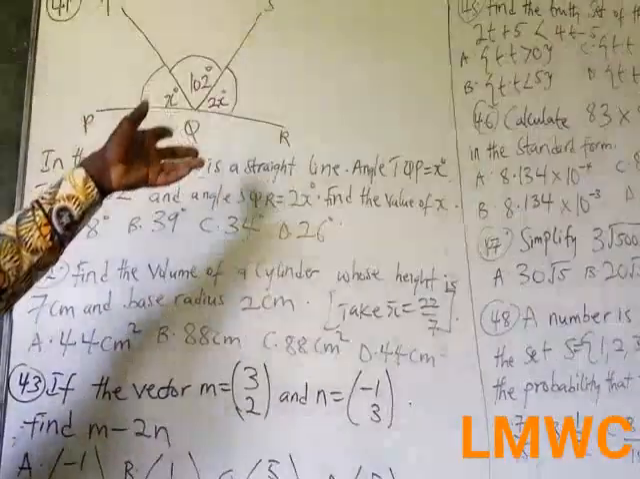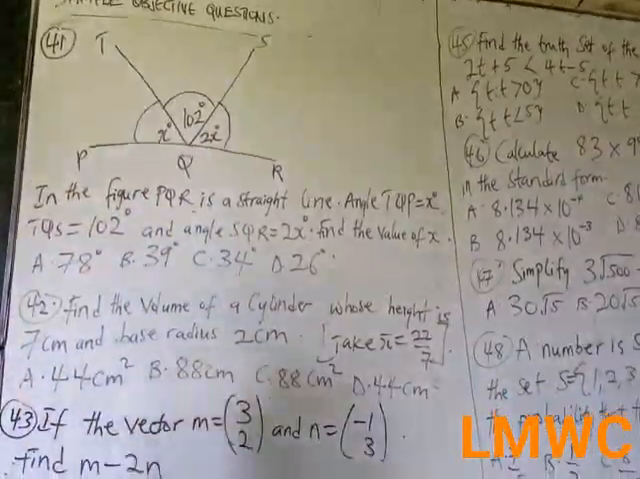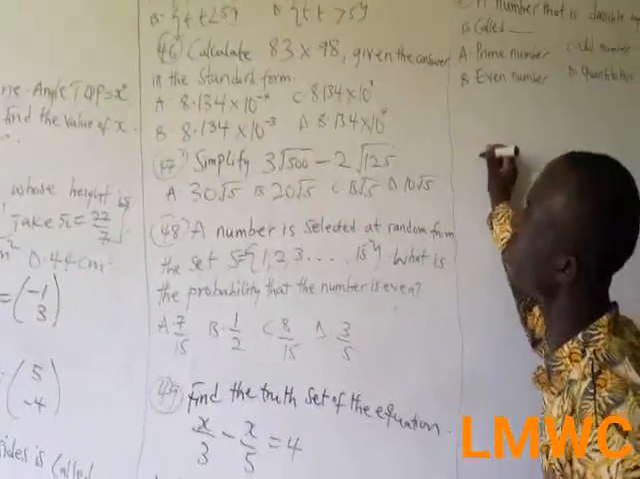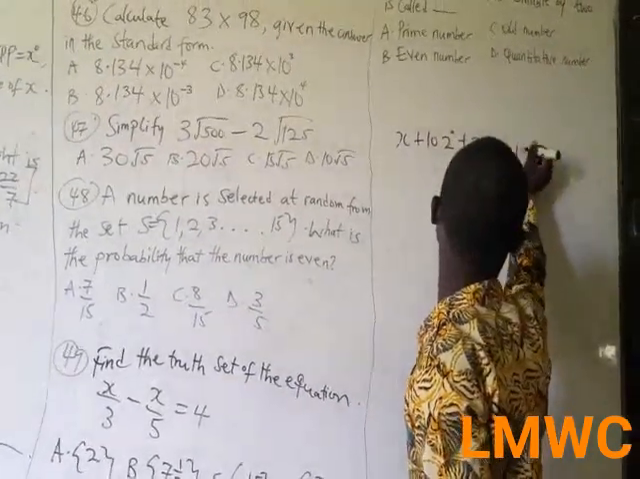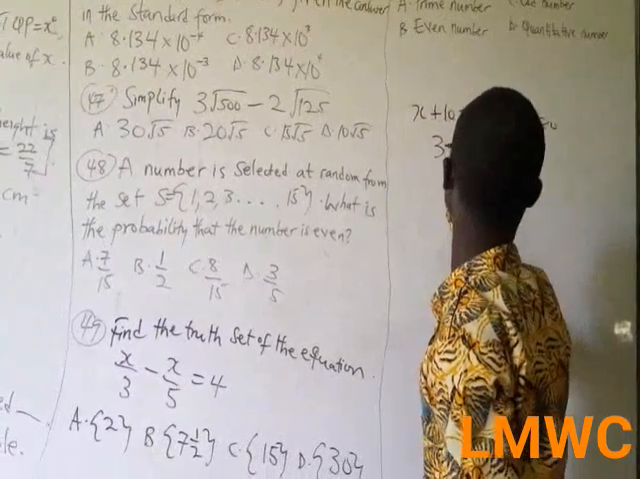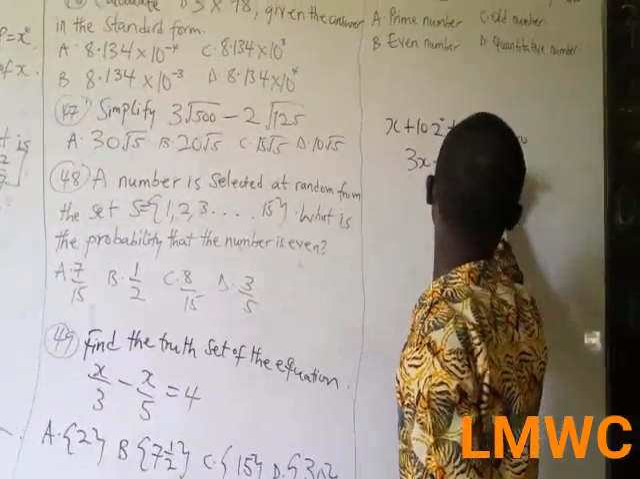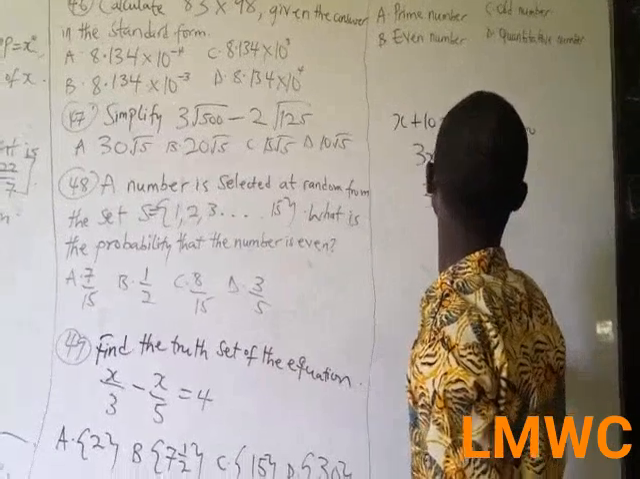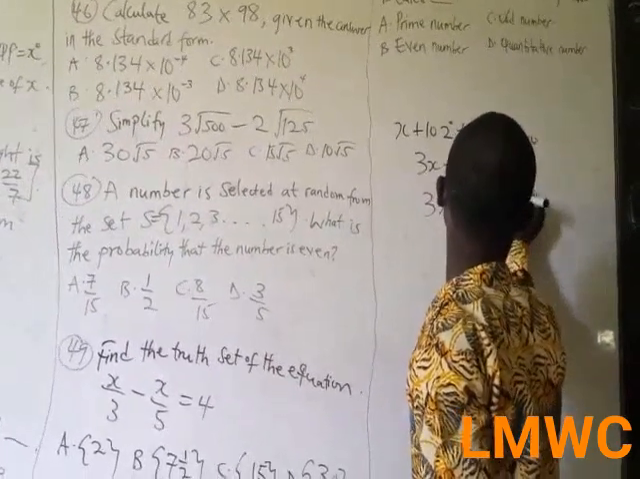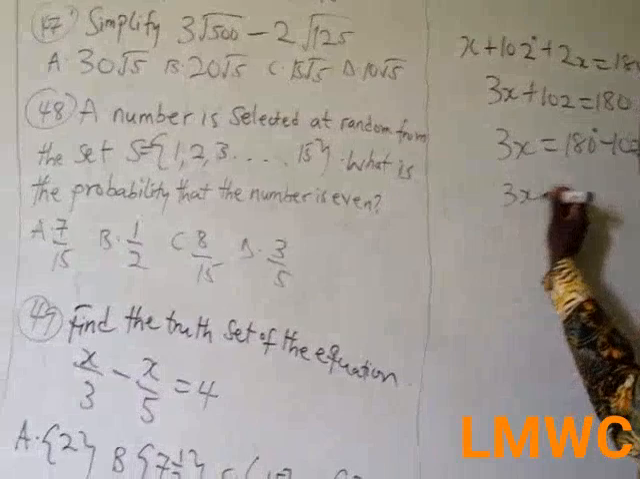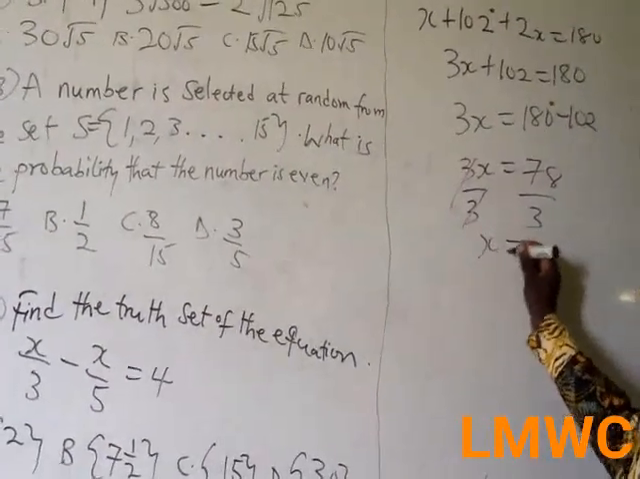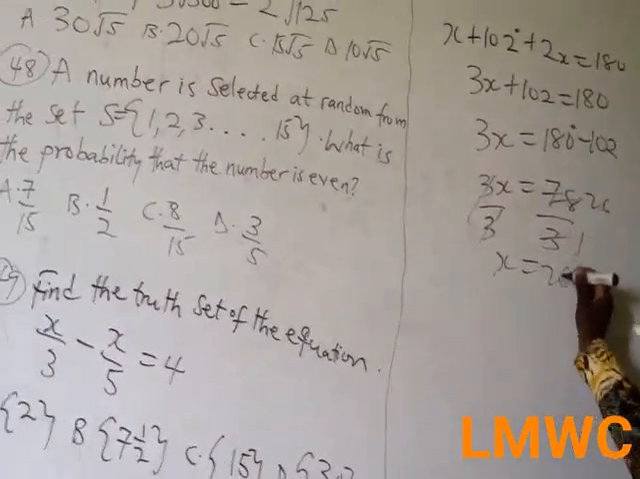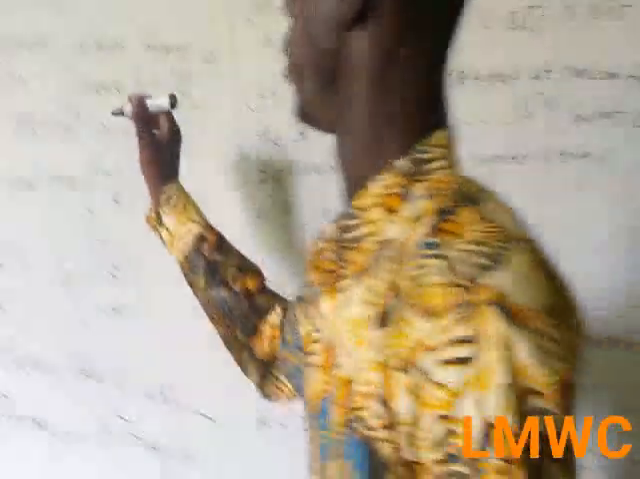Question 41. You have been given this question, and this is the straight angle. So angles on a straight line add up to 180 degrees. So it becomes x plus 102 plus 2x equal to 180. This plus this is 3x plus 102 equal to 180. So 3x is equal to 180 minus 102. So 3x is equal to 78. We divide by 3. We have x is equal to 26 degrees.